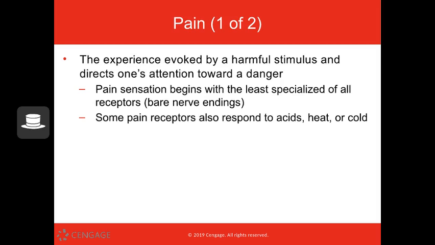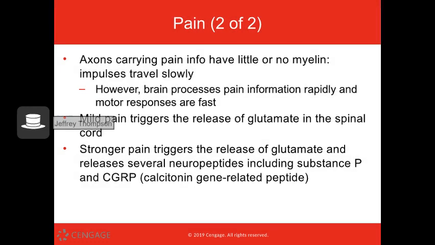Pain sensation begins with the least specialized of all of our receptors, the bare nerve endings. Some pain receptors also respond to acids, heat, or cold. Axons carrying pain info have little or no myelin, so the impulses travel very slowly because they can't do the saltatory conduction. Although the brain processes pain information very rapidly, so the motor responses are quick. So traveling to the brain is slow, but the response to the pain is quick.